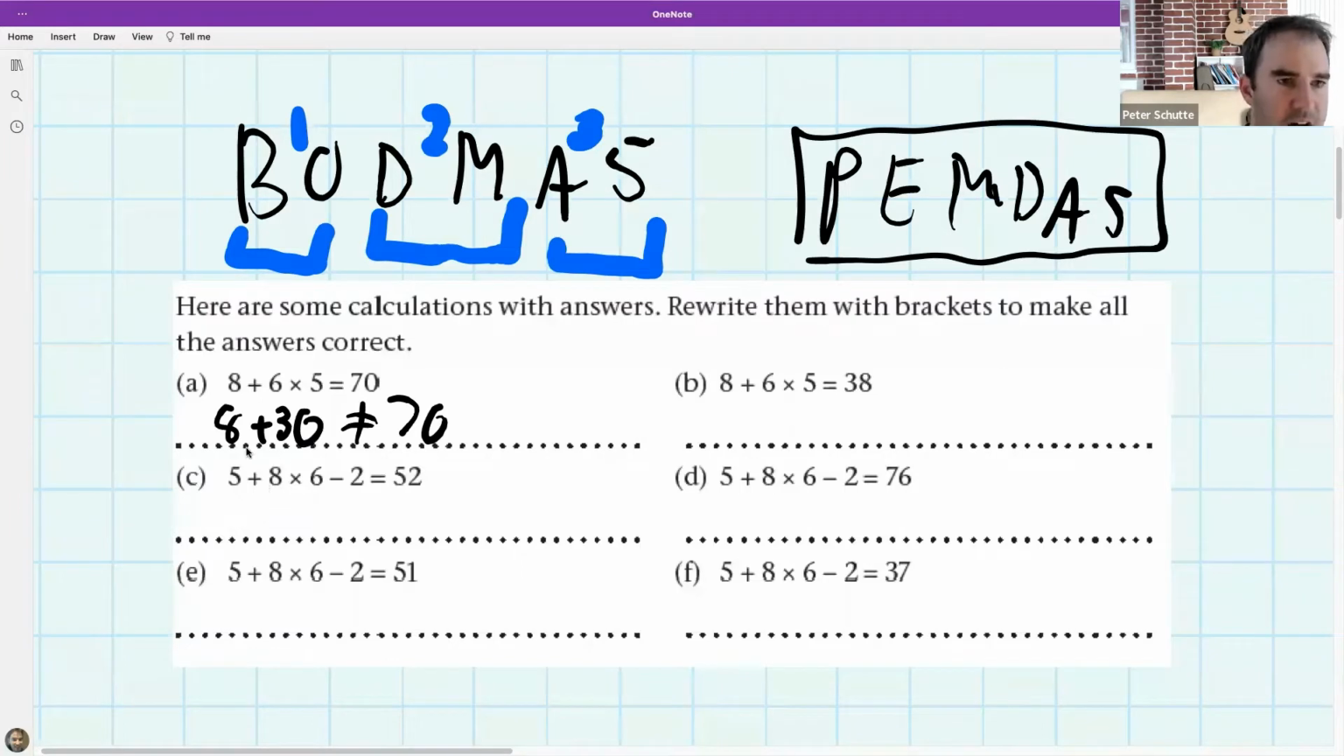Okay, so now I want a suggestion. How can I use brackets to make this statement, or where should I put the brackets in this question to make the statement right?